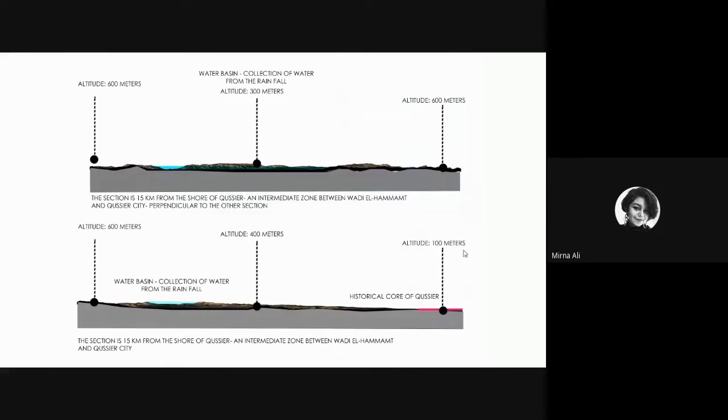This section shows how the water is collected between the two heights at different altitudes. At 600 meters altitude, the water is connected as a water basin. But the flash flood is not frequent; the last flash flood was in the 80s or the 90s. So it is not a source to depend on for water, but actually a threat. This is the location of the historic core compared to the basin of Wadi al-Ambagi. The altitude here is 400 meters, and the altitude in the historic core, our study area, is 100 meters. So next, please.